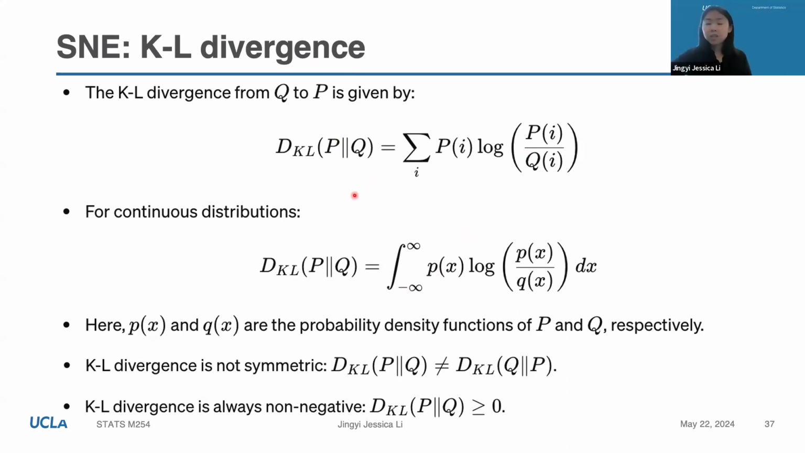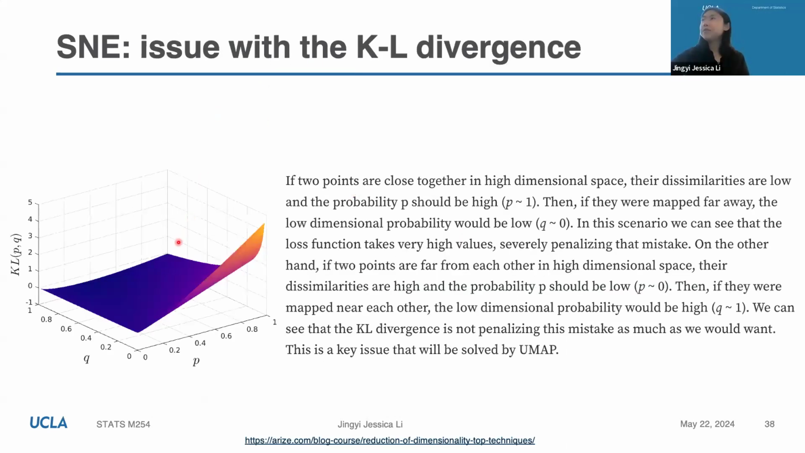What's interesting for us is this very nice intuition. So we're plotting the KL divergence for a value of P and Q, and the height is the value. P is one axis, Q is one axis. So let's see what the authors wrote. If two points are close together in the high dimensional space, their dissimilarities are low, and the probability P should be high by our definition of P.